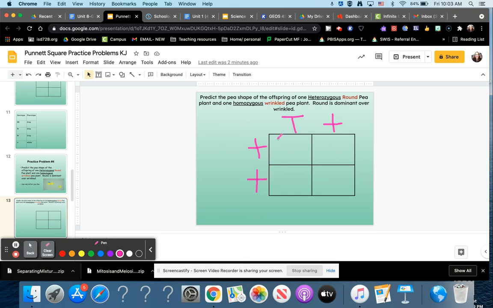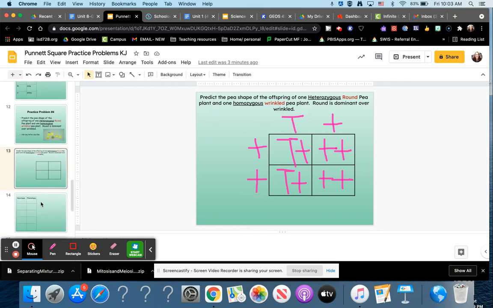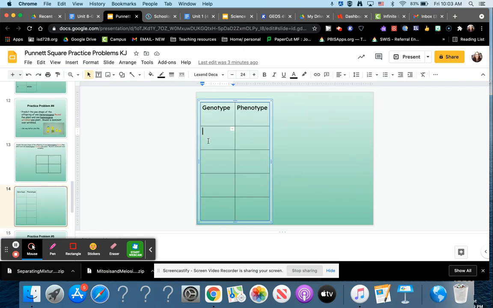Okay. Then I do my cross. Bring this allele across here. This allele across. And there we go. All right. So when I cross these two parents, I have two heterozygous and two homozygous recessive. Let's go to the next slide. So I have a big T, little t, big T, little t, little t, little t, little t, little t.